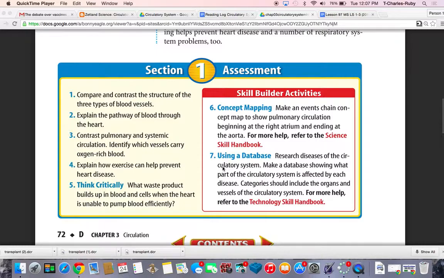Identify which vessels carry oxygen-rich blood. We've done that on the board already. Oxygen-rich blood is carried by what? Anybody? Oxygen-rich blood is carried in the arteries.